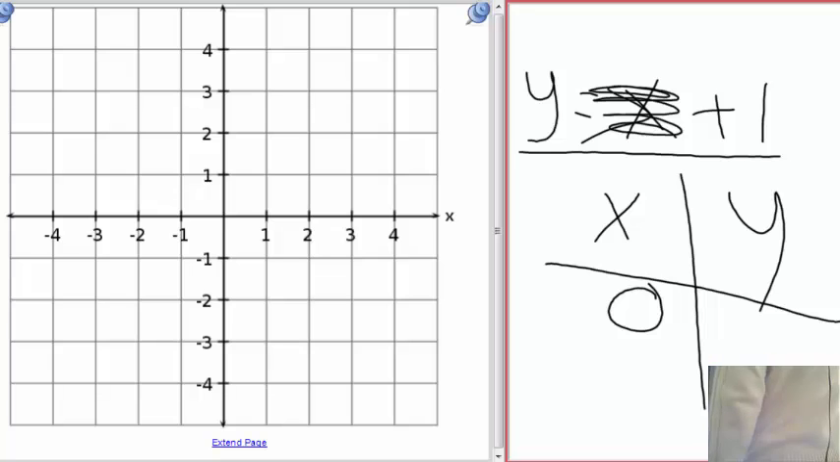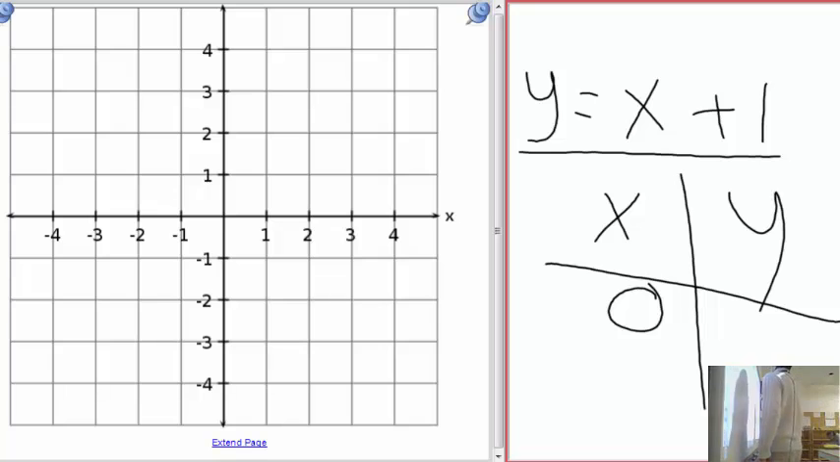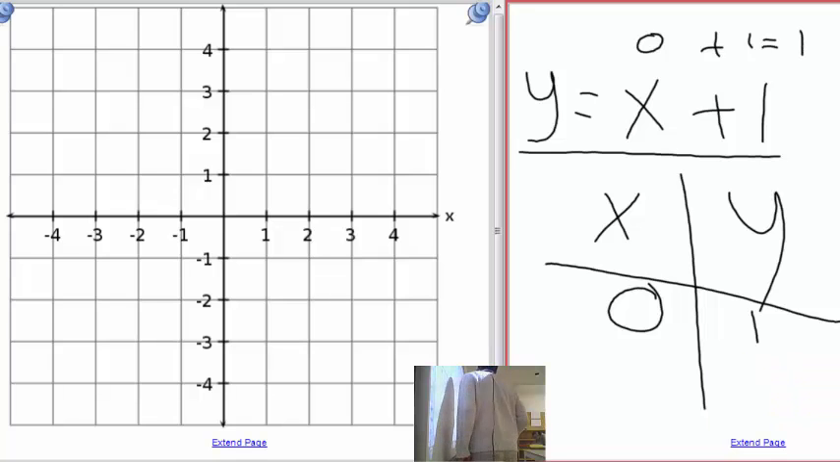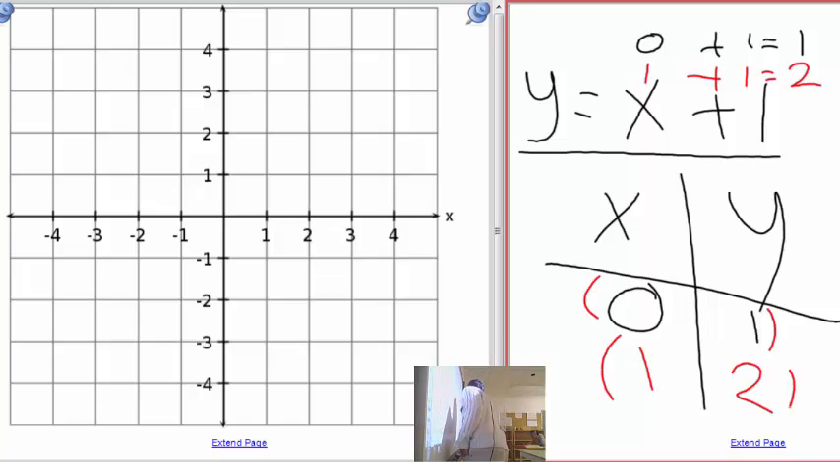Instead of x, let's write down 0 plus 1. That will give you 1. When x is 0, y would be 1. And the next number I would like to pick is 1. Let's change the color for that. When x is 1, 1 plus 1, y would be 2. And those are your coordinates.